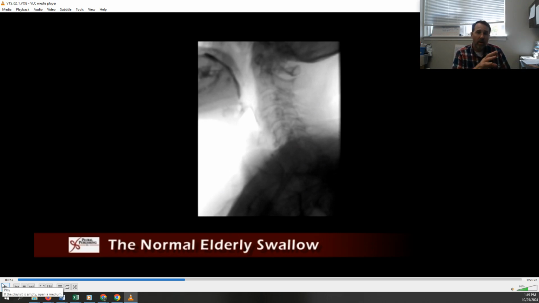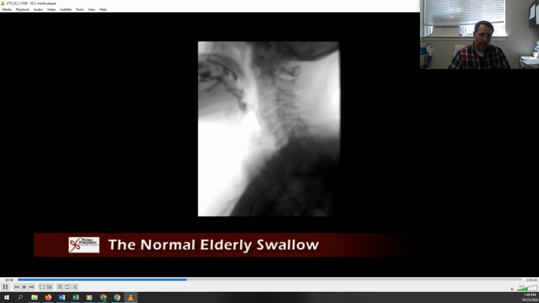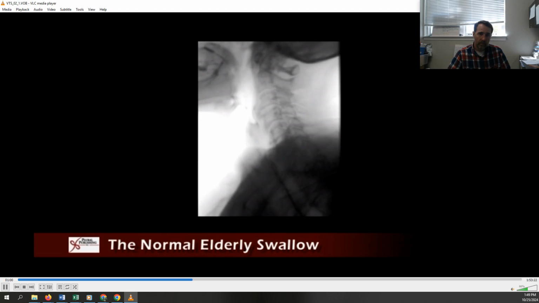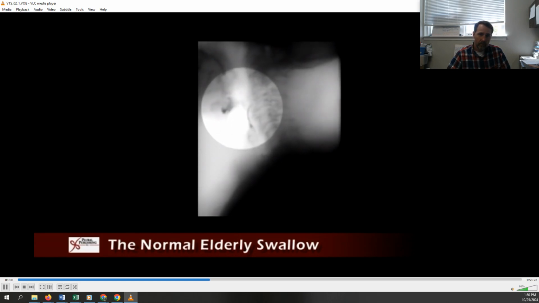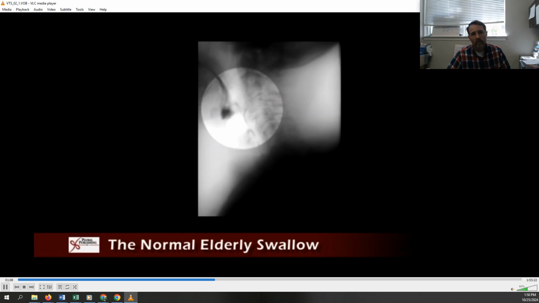And so he's saying all those things about that person as compared to a younger individual, but everything that he noted there was functional and, for a person this age, within the realm of normal. Some coating of the posterior pharyngeal wall can be seen here. This residue and coating is within normal limits expected, given chronological age.